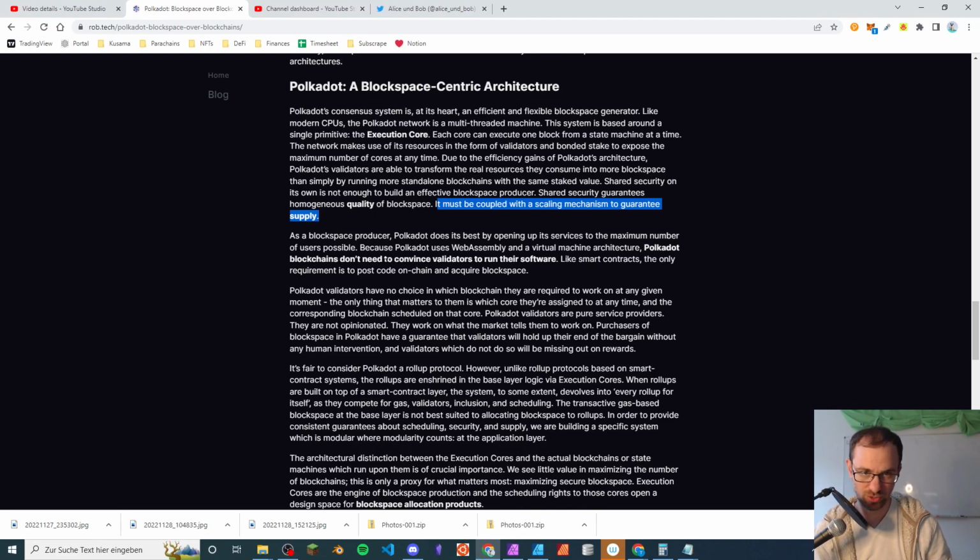As a block space producer, Polkadot does its best by opening up its services to the maximum number of users possible. Because Polkadot uses WebAssembly and a virtual machine architecture, Polkadot blockchains don't need to convince validators to run their software. Like smart contracts, the only requirement is to post code on chain and acquire block space. Okay, so blockchains don't need to convince validators to run their software.